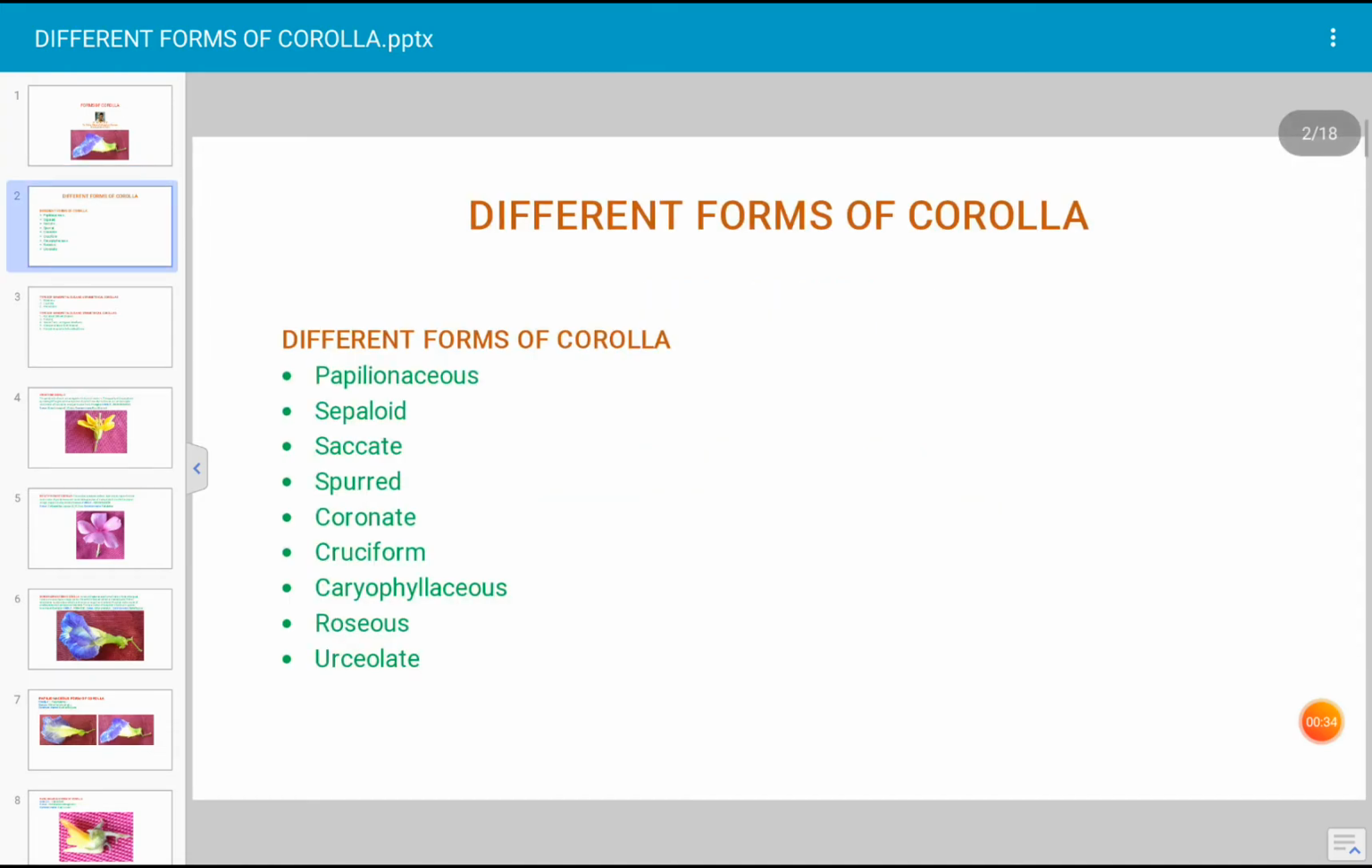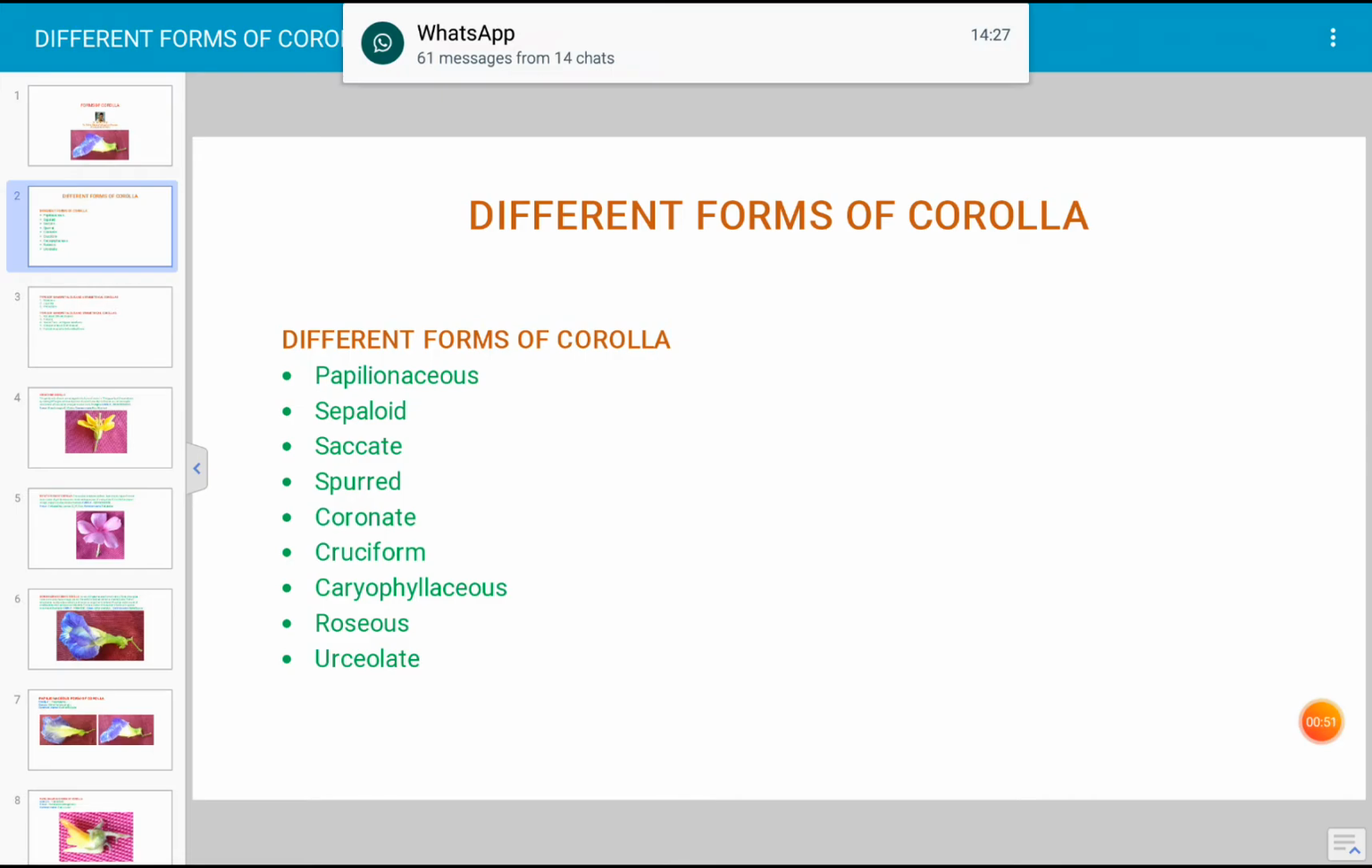Next slide. These are the different forms of corolla. That is papilionaceous form of corolla, cephaloid corolla, saccate form of corolla, spurred form of corolla, coronate corolla, cruciform shape of corolla, caryophyllous corolla, rosaceous corolla, urceolate corolla. These are the different names of corolla.